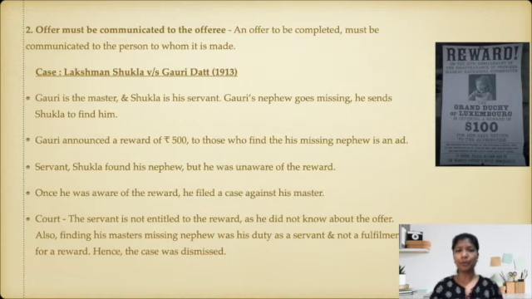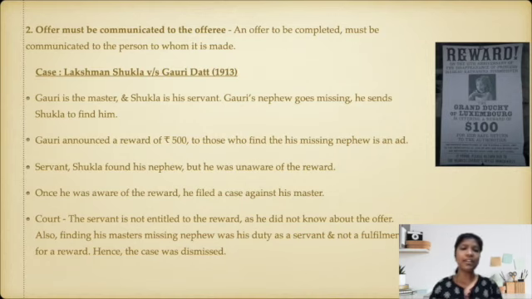Who are these two people? Let's learn the relationship between Shukla and Gauri. Gauri is the master, the owner, and Lalman Shukla is the servant of Gauri. Now, what happens in this case is, Gauri's nephew goes missing, and therefore he sends a servant to go find his missing nephew.